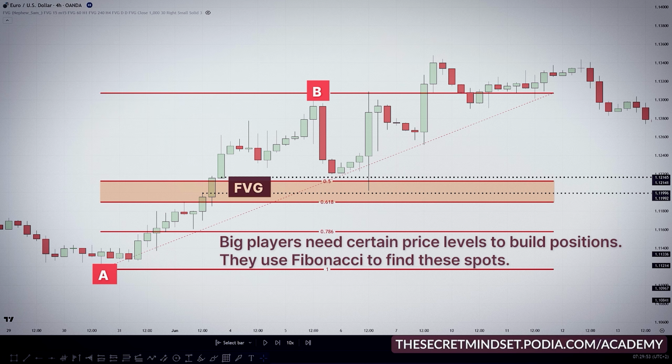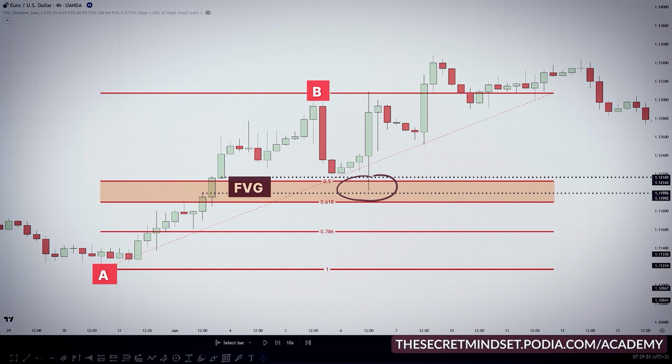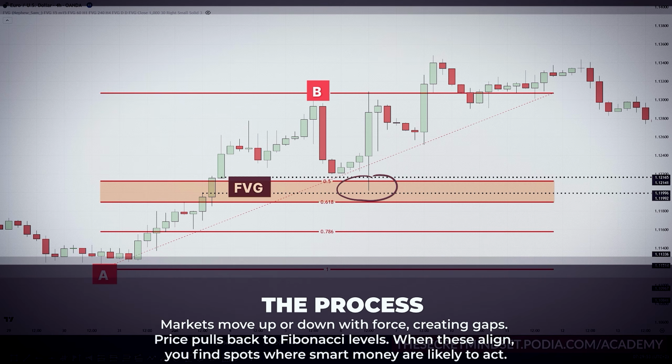Trading becomes simpler with this approach. You don't chase price. Instead, you wait for it to reach these special spots where Fibonacci and fair value gaps meet. This patience puts you in position for high probability moves. The whole process flows naturally. Markets move up or down with force, creating gaps. Price pulls back to Fibonacci levels. When these align, you find spots where smart money is likely to act.